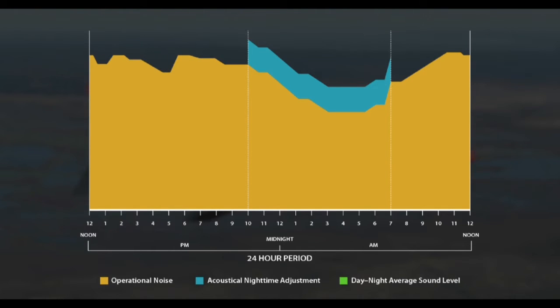Then, the noise exposure from the daytime operations, the orange area, and the nighttime operations, including the influence of the acoustical nighttime adjustment, the blue area, are added together and evenly distributed over the entire 24-hour period. This noise level, the green line, is the DNL.